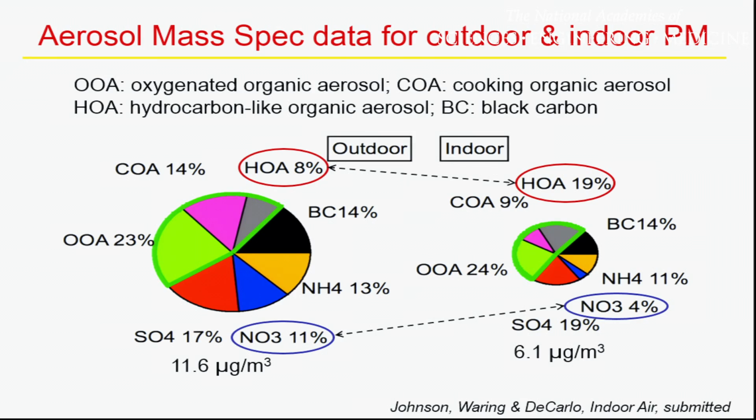So you see in this example, the outdoor PM has a nitrate level of 11%. The indoor PM has a nitrate fraction of 4%. Ammonium nitrate associated with the outdoor particles is leaving those particles as the particles are transported indoors. This was first pointed out by Melissa London in some wonderful studies she did in the middle of California, in the San Joaquin Valley.